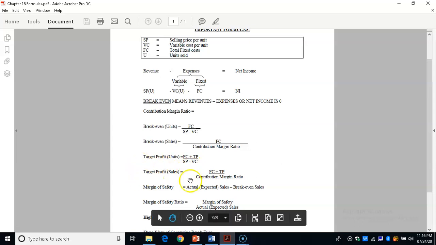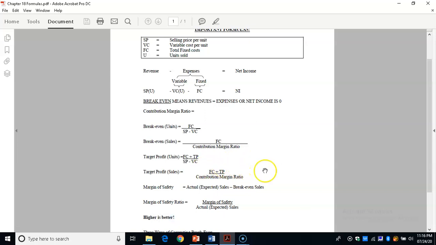What does this formula tell you? Target profit sales. It means if I want to make a certain amount of target profit, if I have a desired net income that I want, how much sales revenue do I have to make it happen?